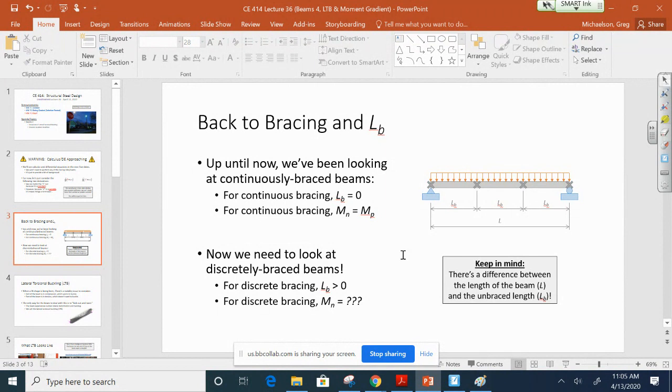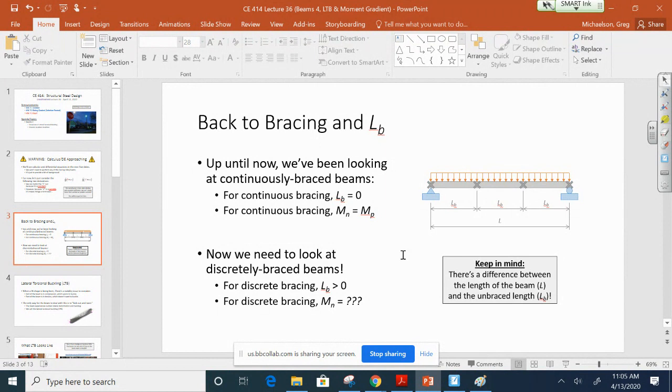So I have here an image that I've shown you before. I have a simply supported beam, and I have bracing at what we're calling third points. Remember, I can't stress this enough, there is a big difference between how long the beam is and its unbraced length. If I were to throw some numbers out here, the beam might be 30 foot long in this scenario, but the unbraced length is 10 feet, okay? So there's a big difference between L and LB.